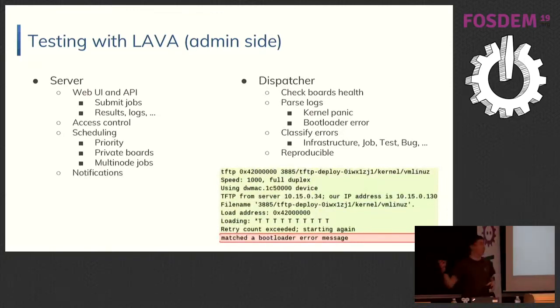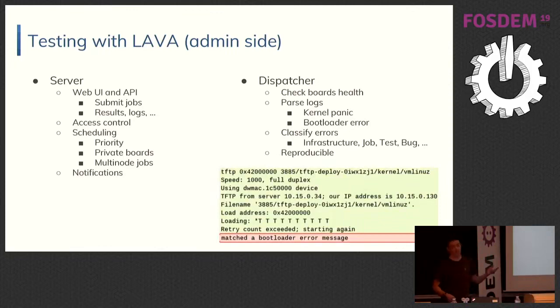On the dispatcher side, the dispatcher, which is connected directly to a board, will regularly check that the board is in good health. So it will run some specific jobs to see if the board is working correctly or not. And if it's not the case, the board will be put in maintenance, and the admin will be notified that they have to look at it.